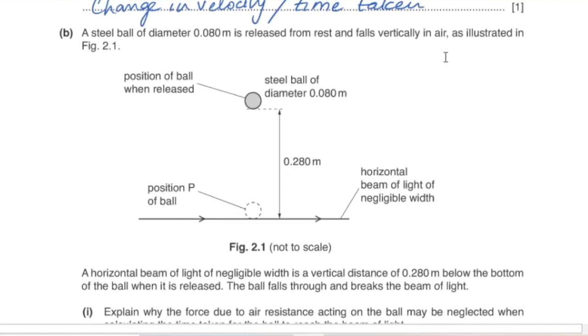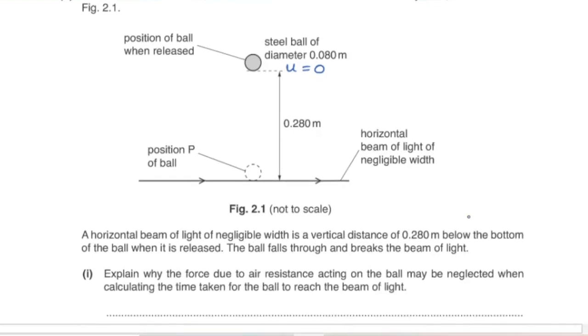Part B, a steel ball of diameter 0.08 meters is released from rest. So at this point, initial velocity is 0 and it falls vertically in air as illustrated in figure 2.1. A horizontal beam of light of negligible width is a vertical distance of 0.280 meters below the bottom of the ball. When it is released, the ball falls through and breaks the beam of light. Part 1, explain why the force due to air resistance acting on the ball may be neglected when calculating the time taken for the ball to reach the beam of light.